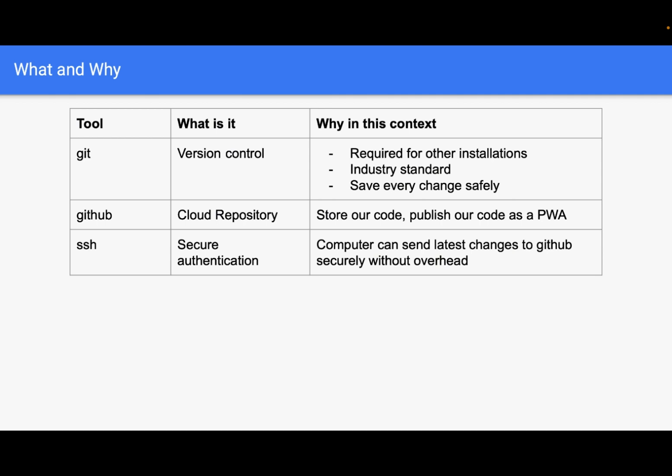3 slides of what and why, the tools and technologies, what they are, and why we use them in this context. So the first one, Git. Although it's required for other tools to be installed during this course, it is an industry standard tool to be used, and it allows you to draw a line in the sand for every change that you make to your website. GitHub. We're going to be storing our code here and utilising its functionality to publish our code as a PWA. SSH, it's going to allow our computer to get our code up to GitHub.